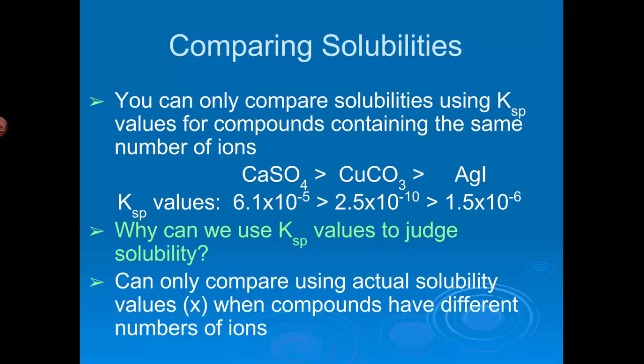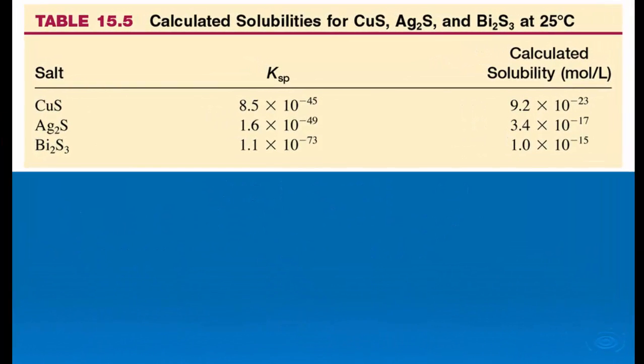If your salts split into different numbers of ions, you can't use your KSP value to determine which is the most soluble. You actually have to calculate the solubility for each one and compare them, because your KSP expression is going to be different. It's going to have exponents in there.